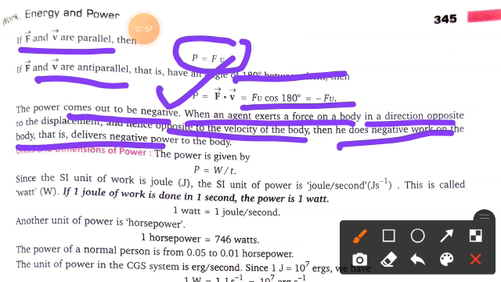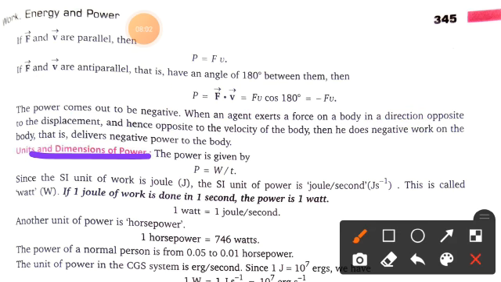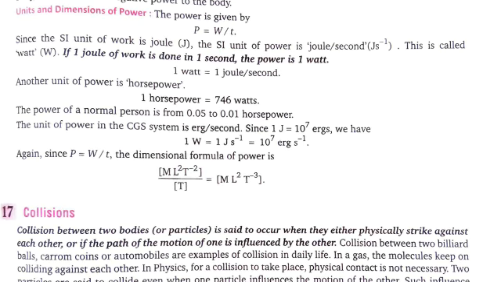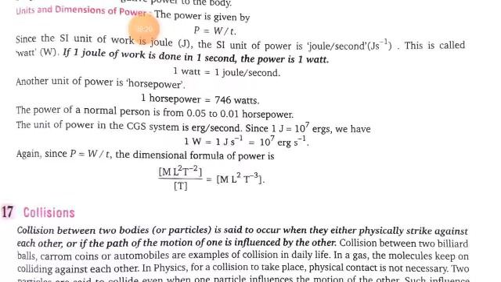Now here you can see the dimension and the units of power given here. I hope you know very well what the unit is. The unit of power is watt, or you can write it as 1 joule per second. Clear? And the dimension is ML squared T minus 3. Now we will move to our next topic, which is collision. You can see here, this is collision.